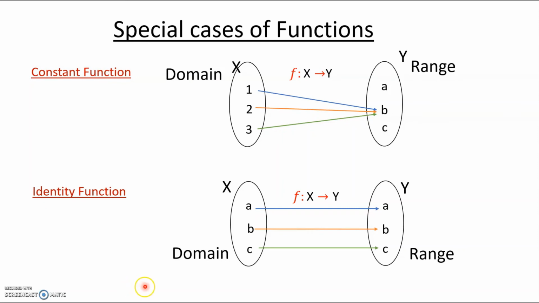Next, in an identity function, the function f will map from X to Y in such a way that every element in X, let's say a is an element in X, when you do the function mapping, will give an image of a, which means it will produce the same value as its original domain. So that's an identity function.